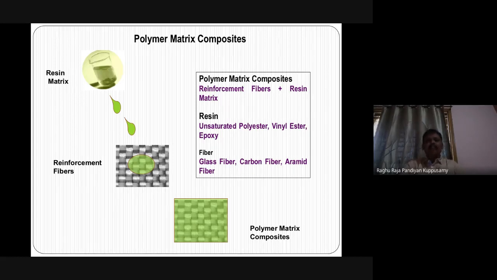We all know what polymer matrix composites are. Polymer matrix composites are manufactured by combining reinforcement fibers and resin matrices. There are varieties of resins available commercially, and moreover, we can also stitch our own resins if we know the chemistry part. The best examples are unsaturated polyester resin, vinyl ester resin, and epoxy resin. When it comes to the fiber part, there are glass fiber, carbon fiber, and aramid fiber. You can see in a simpler way how composites are made by combining resin matrices and reinforcement fibers.